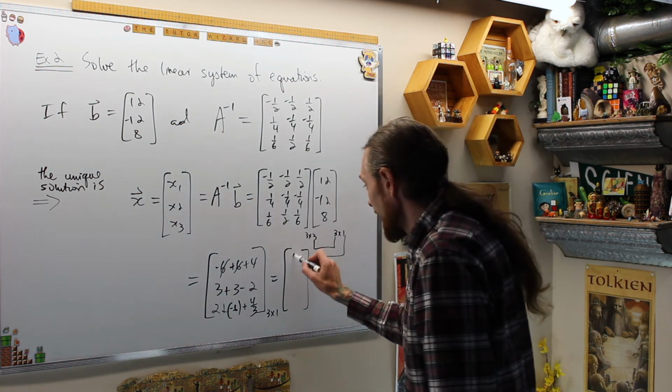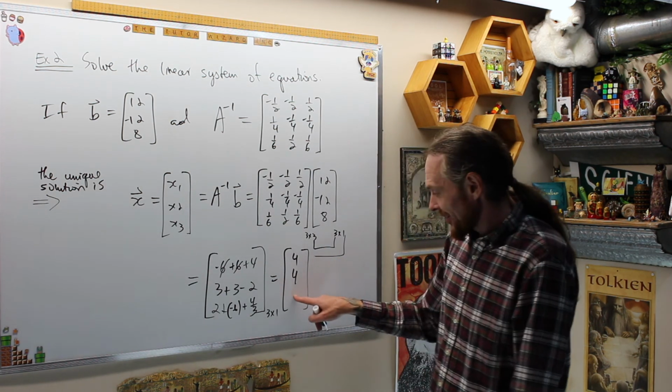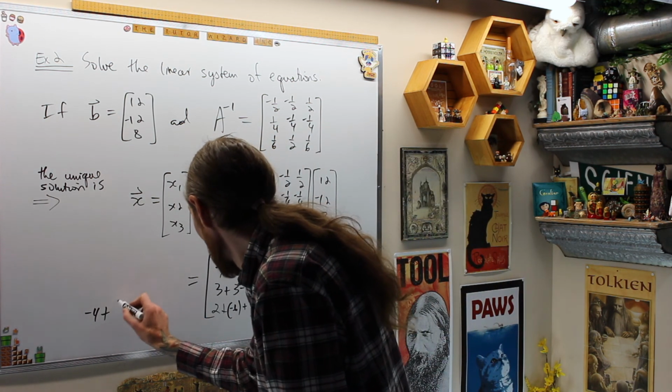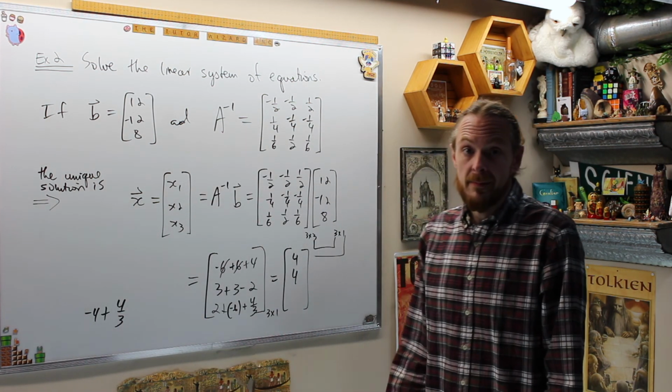What is that going to give me? 4, 4. In the last coordinate, what do I have? If you can't see it, do a side calculation. I have negative 4 plus 4 over 3. What should I do now?